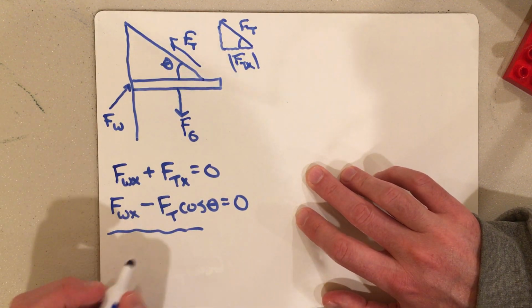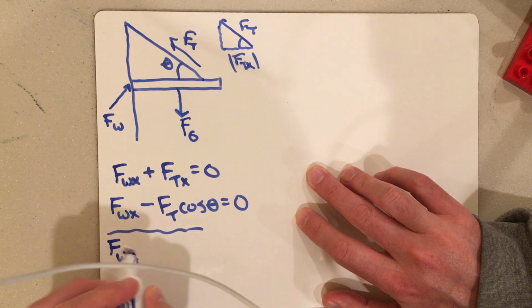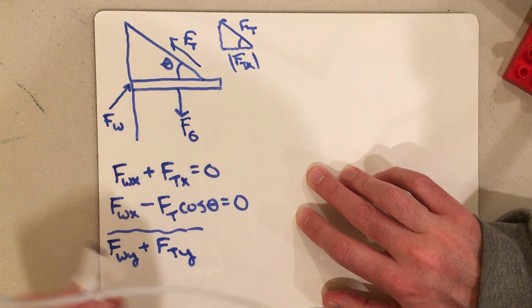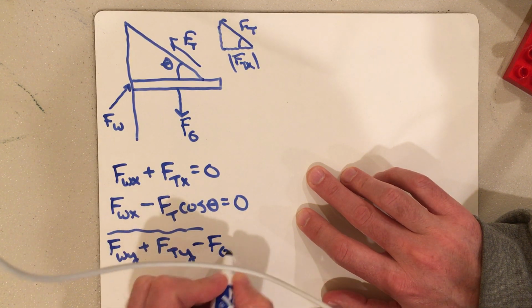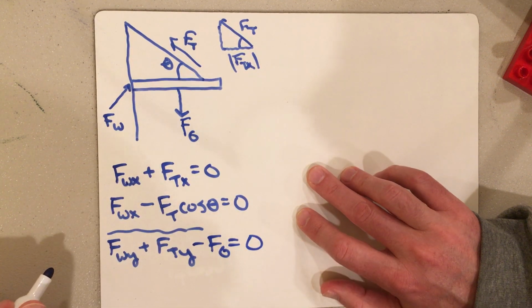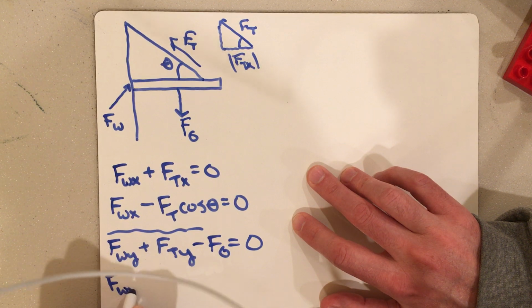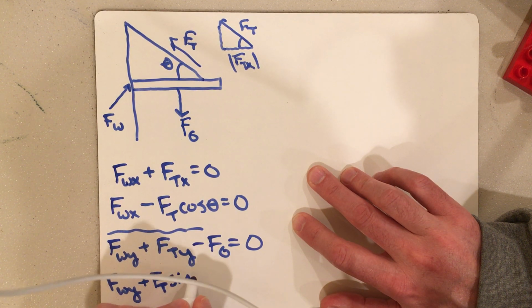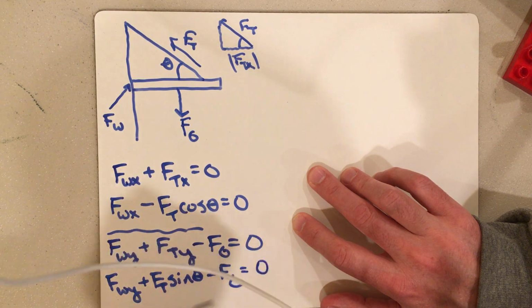We also need to do the y components. This is Fwy plus Fty, and I already know what the y component of gravity is. It's going to be minus Fg, so I'll just put that in as minus Fg equals 0. And again, we can do a little vector analysis. That's Ft sine theta. That's minus Fg. That has to equal 0.